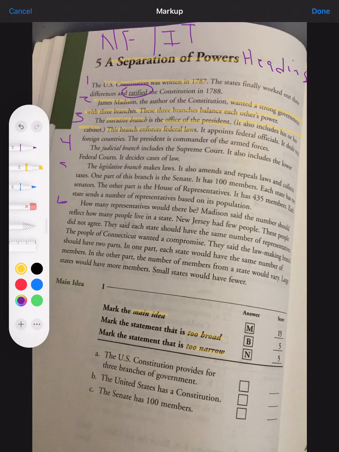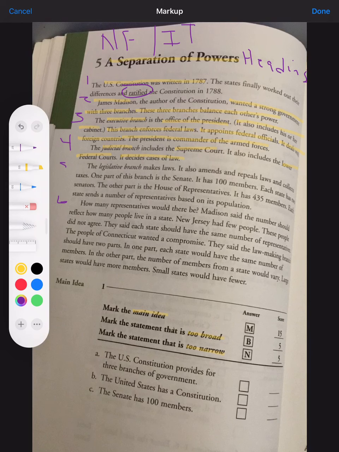So this branch enforces federal laws, it appoints federal officials, it deals with foreign countries, and the president is the commander of the armed forces, also known as commander-in-chief. Then you have the judicial branch, which includes the Supreme Court and the lower federal courts. It decides cases of law. Once a Supreme Court justice is picked by the president and confirmed by Congress, they have that position for life until they retire or die.